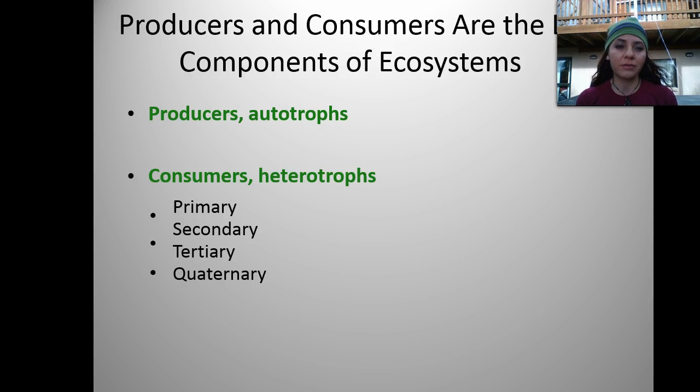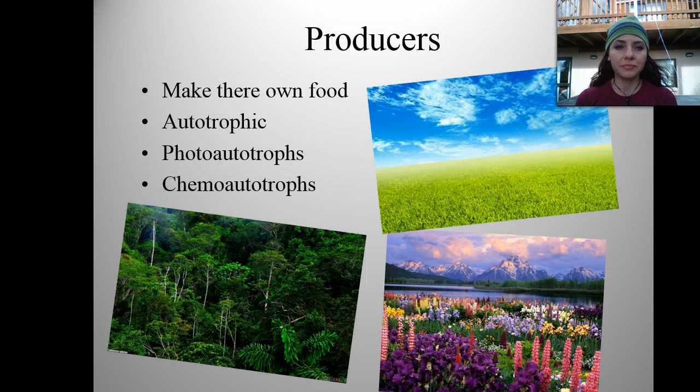Producers and autotrophs, consumers, which are also called heterotrophs. We have different levels of consumers when we're talking about food chains and food webs. We have primary, secondary, tertiary, and quaternary. So let's go through some examples.